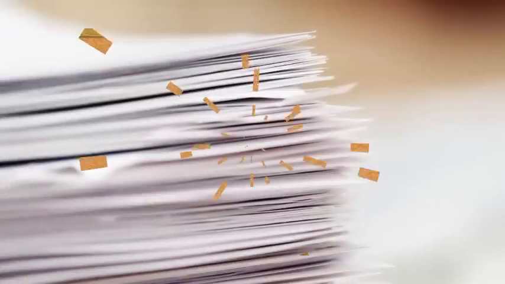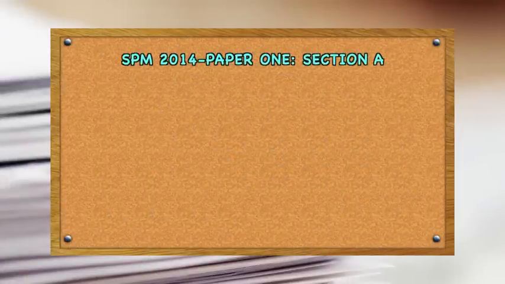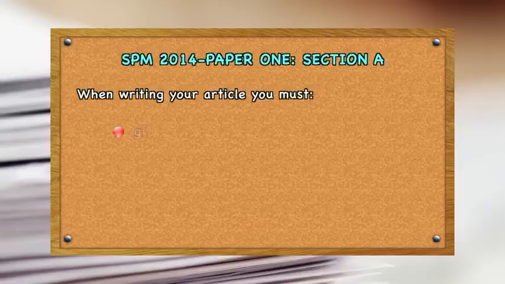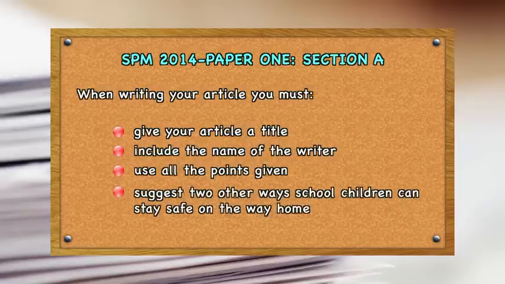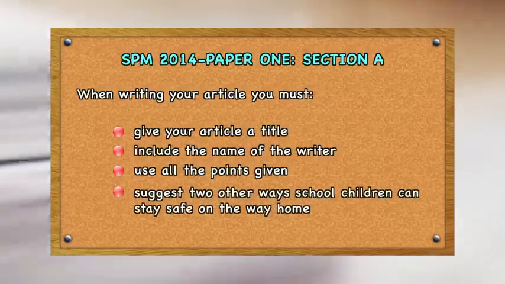The second part of the question will also give you some pointers about the essay formats and the number of points you should write in your essay. For example, let's look at Paper 1, Section A in 2014. When writing your article, you must give your article a title, include the name of the writer, use all points given, suggest 2 other ways school children can stay safe on the way home. The first 2 instructions give you a hint about the essay format.